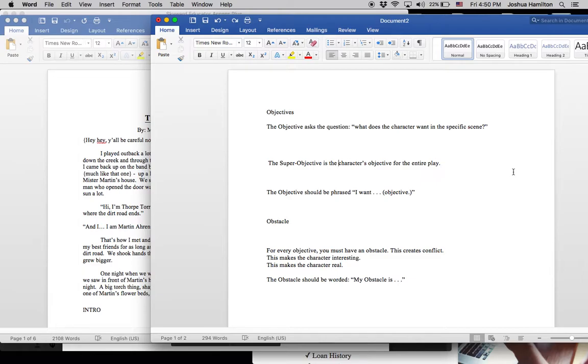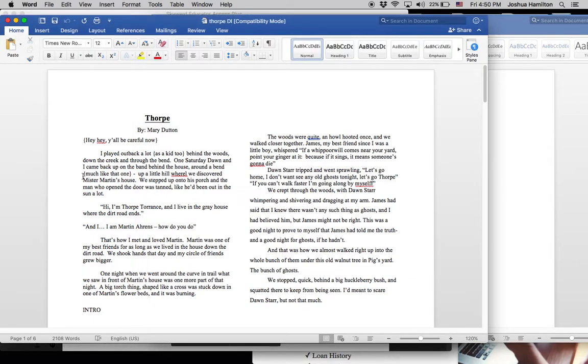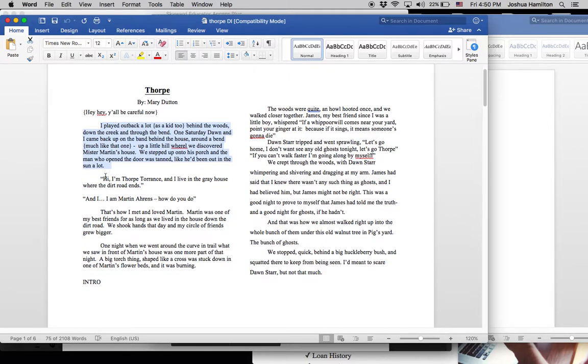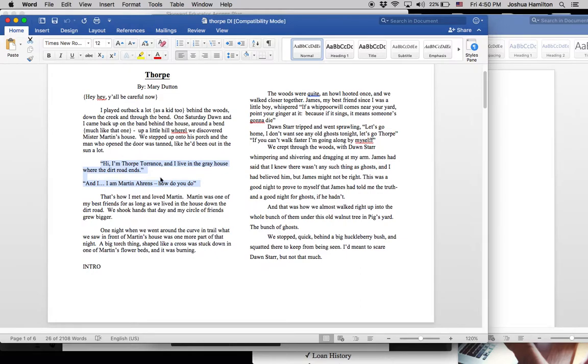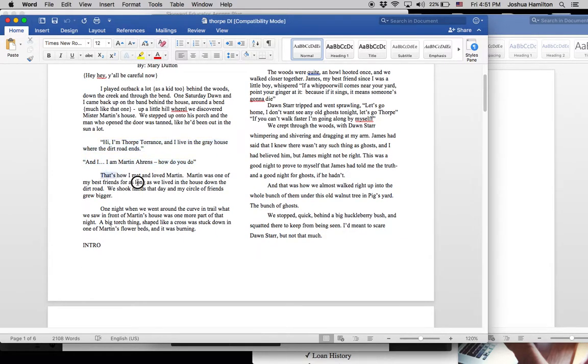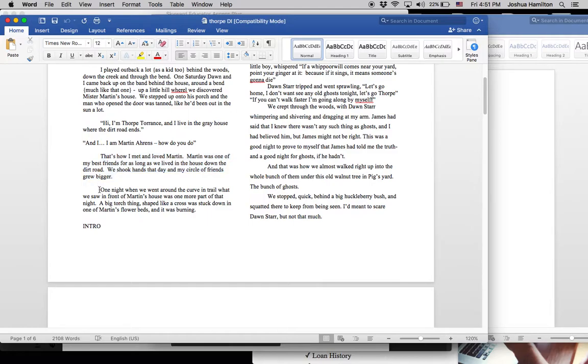There's that word again. So super objectives really are like, what is your objective? What are you trying to get in the entire play? Okay, so when you're phrasing an objective, it's easiest to just say, I want, and then the objective, right? So going back to our script, I want to let the audience know or paint a picture for the audience. That's here. I want to introduce myself to this black man as a young white boy and make sure he doesn't think I'm crazy. I want to tell you about my friend. I want to describe a traumatic event, right?